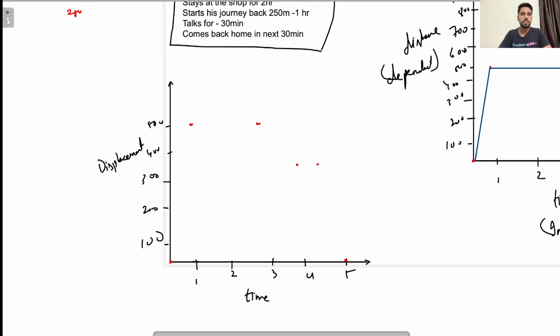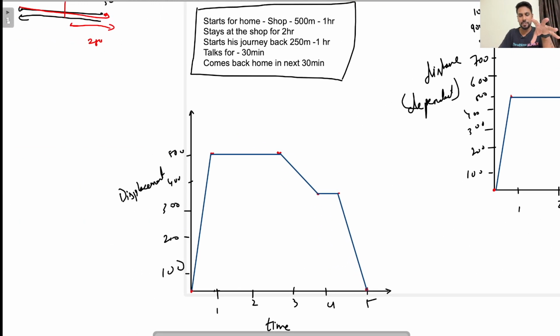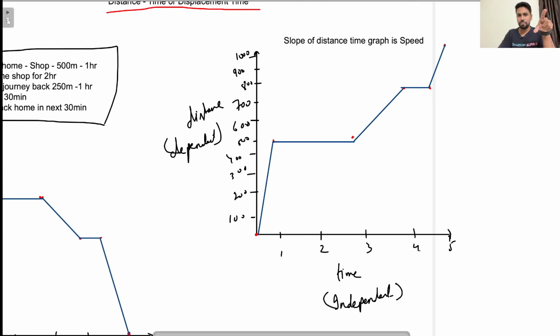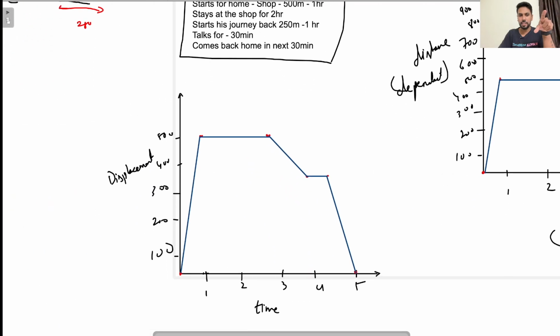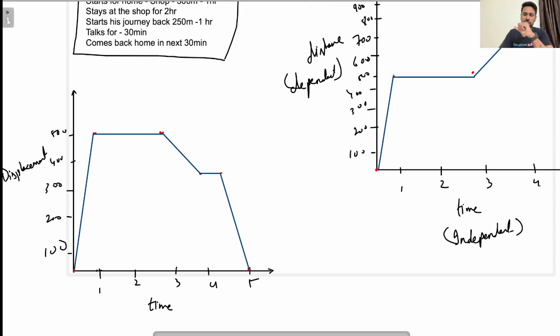Now look here. This is how my graph will look. Which graph? The displacement graph. Join the points here, here, and here. Yes, this is how your displacement time graph looks for the same journey. Now you look at the difference, it is very much clear here. You look at the distance time graph and the displacement time graph, they both are different, but the journey is the same. So this is a very important difference between a distance time graph and a displacement time graph.